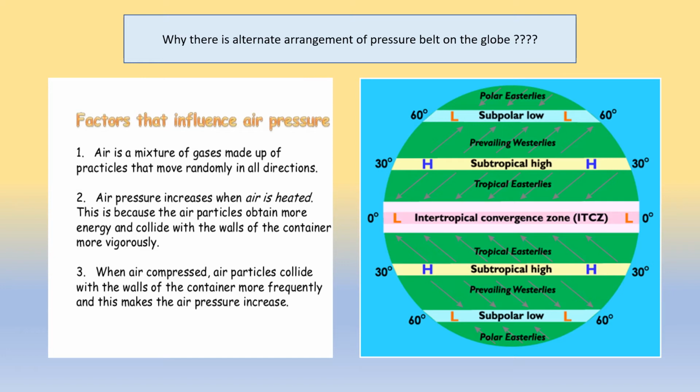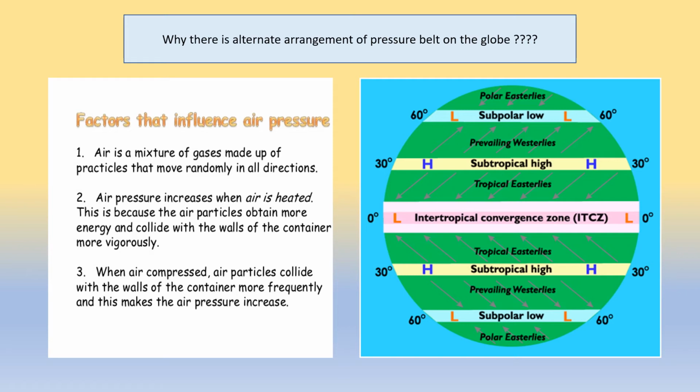One more point we have to remember: the size of the earth, which is spherical in shape. The area occupying the land is comparatively slightly smaller. So the air becomes compressed and the subtropical high pressure belt develops at 30 degrees latitude.